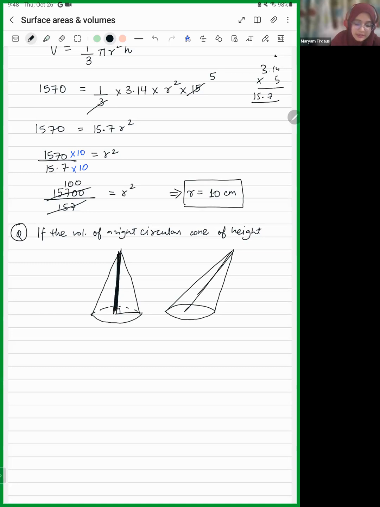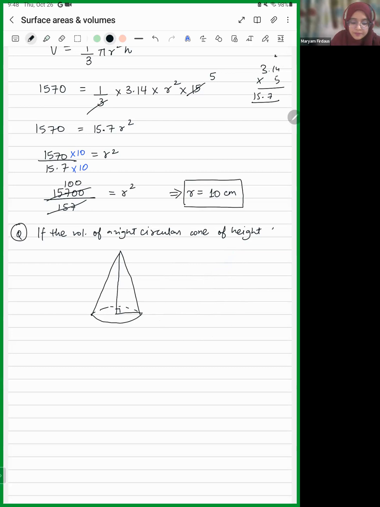It's not at 90 degrees anymore. There is a different angle. So this is a cone. Again, it is a cone, but it's not a right circular cone. Okay, so anyway, of height 9 centimeters.